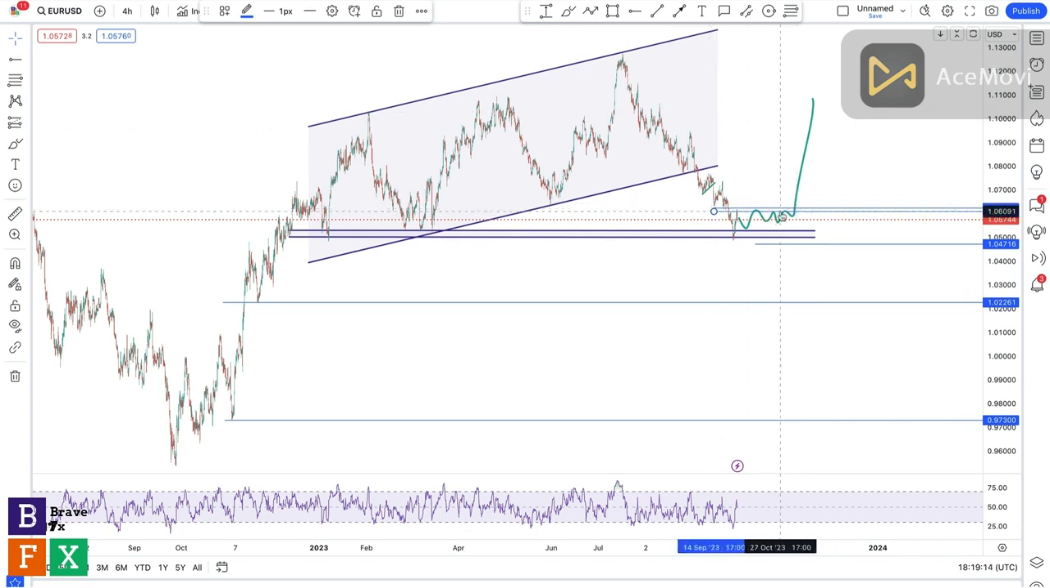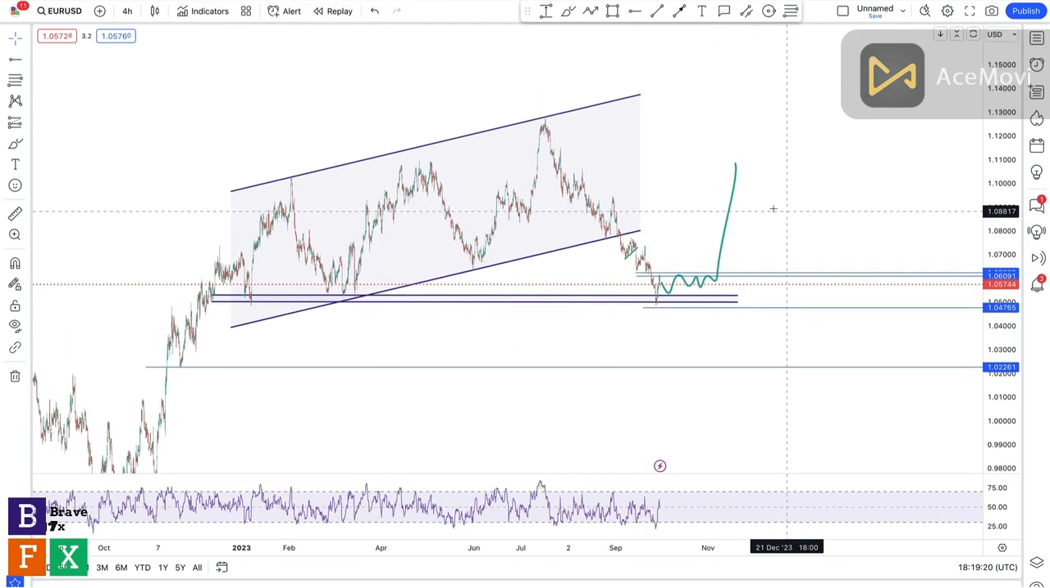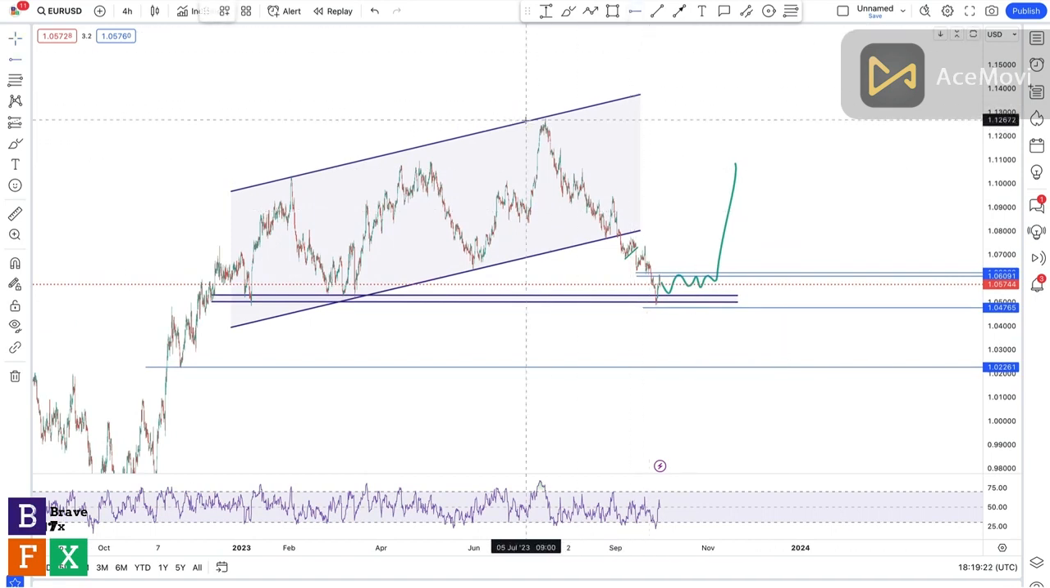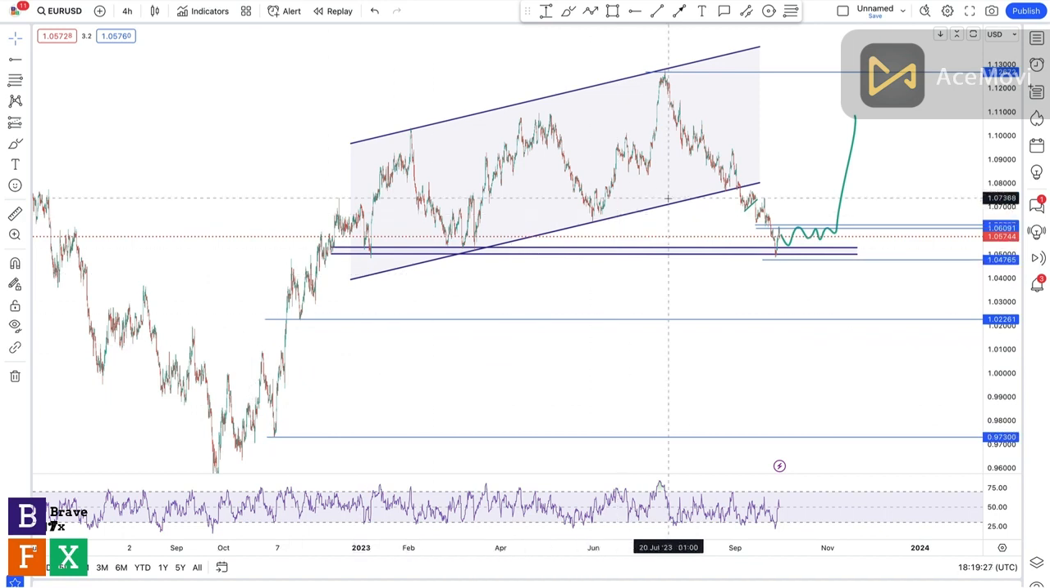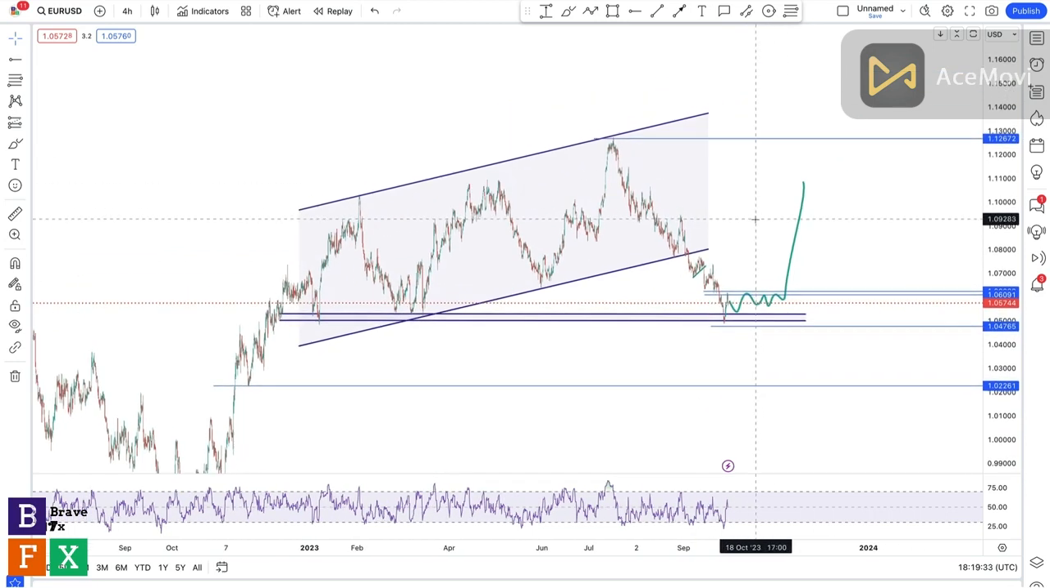So for a pattern like this, the safest place to set your stop loss will be below the support level, while your target could be all the way up to these highs, because clearly this still looks like a bullish market, right? Not until we take out this support level. So this is briefly for EUR-USD.